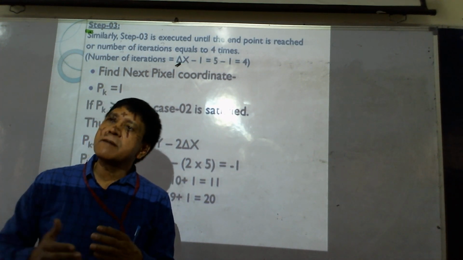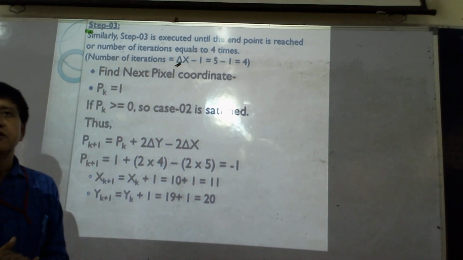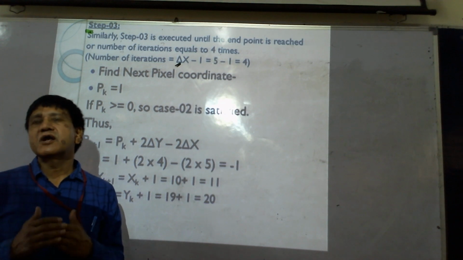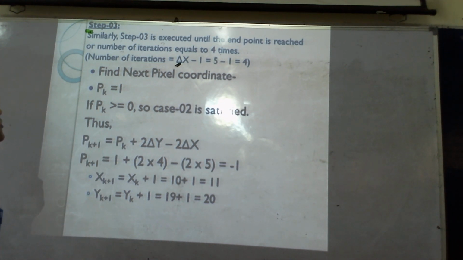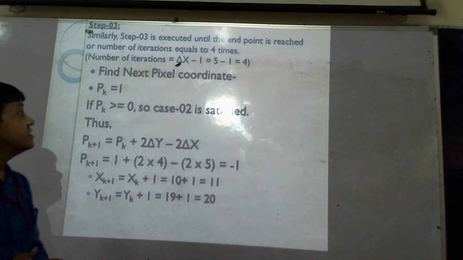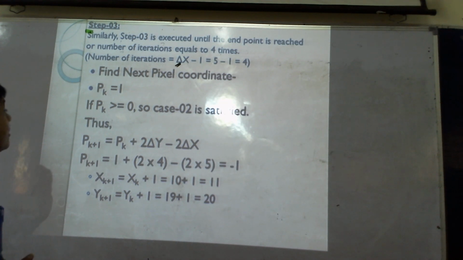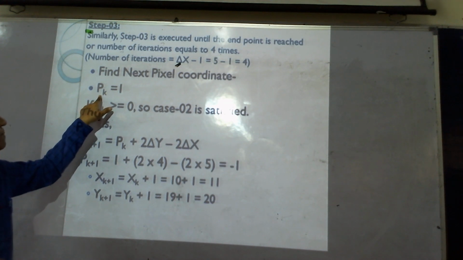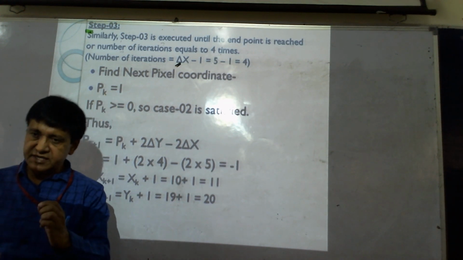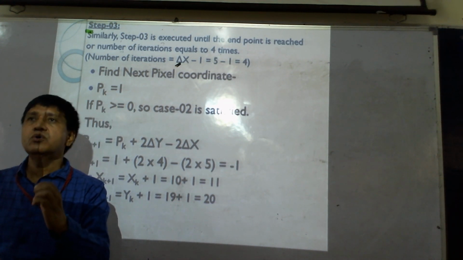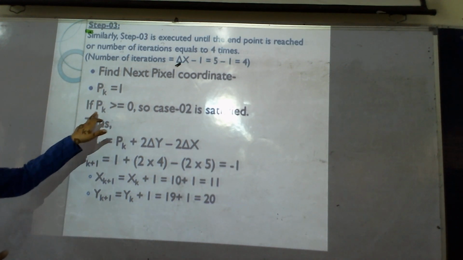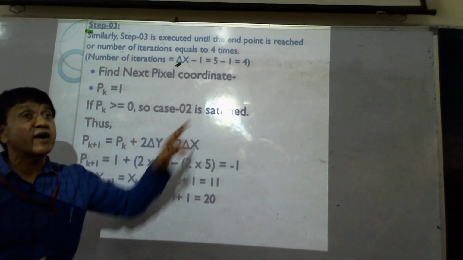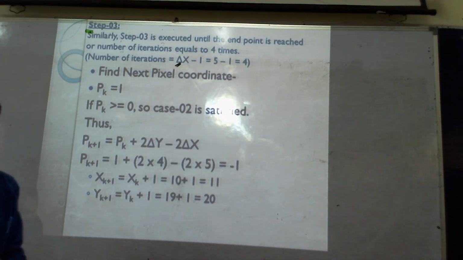We'll repeat step 3 until we reach the end point while calculating the intermediate points. Now, in order to find the next pixel coordinate, we have pk equal to 1, that is, the distance parameter equals 1. This condition is again true, since 1 is greater than 0, so case 2 is satisfied. The second case will be applied to calculate the next pixel coordinates.